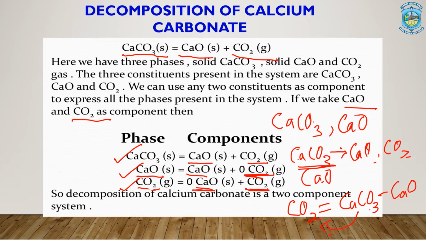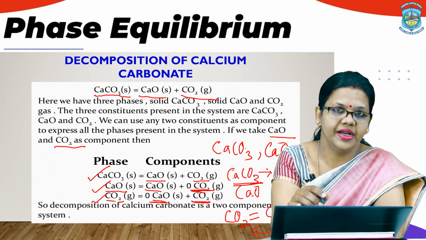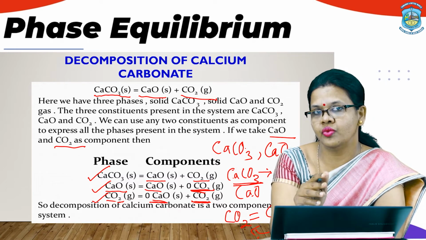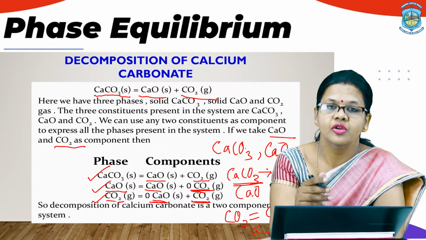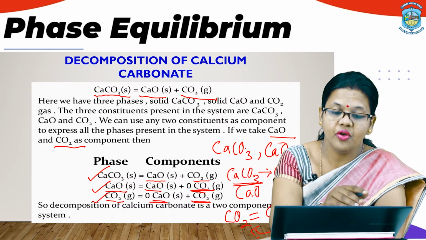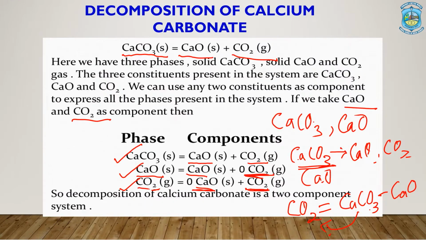So, what did we understand from this? That to express the composition of any of the components, you need at least the composition of two components from the equation to know the composition of the third one. Therefore, this example of decomposition of calcium carbonate is a two component system.